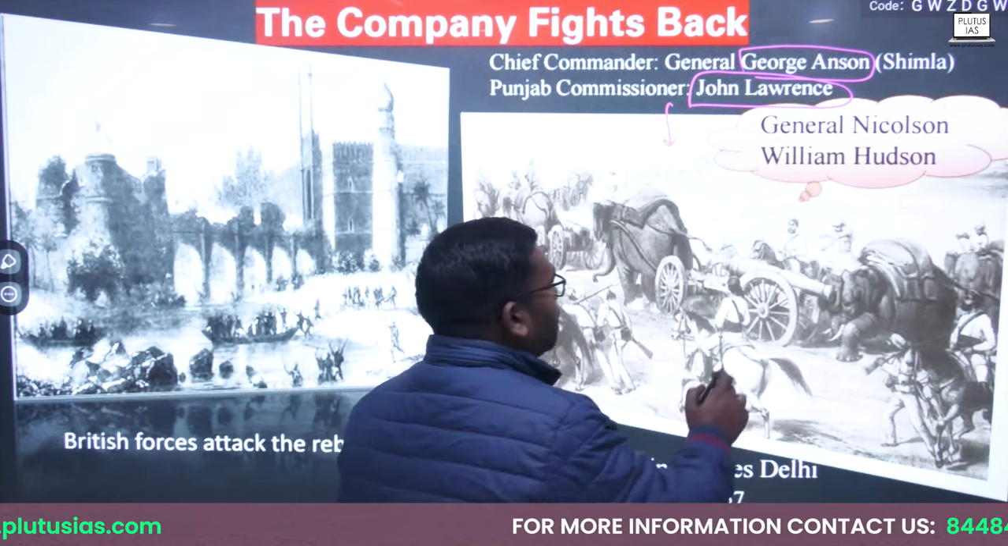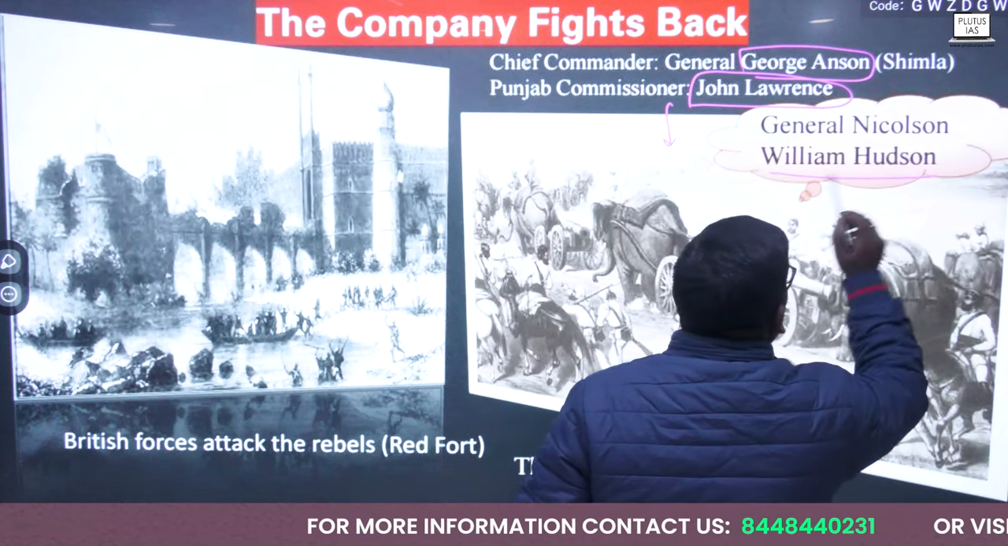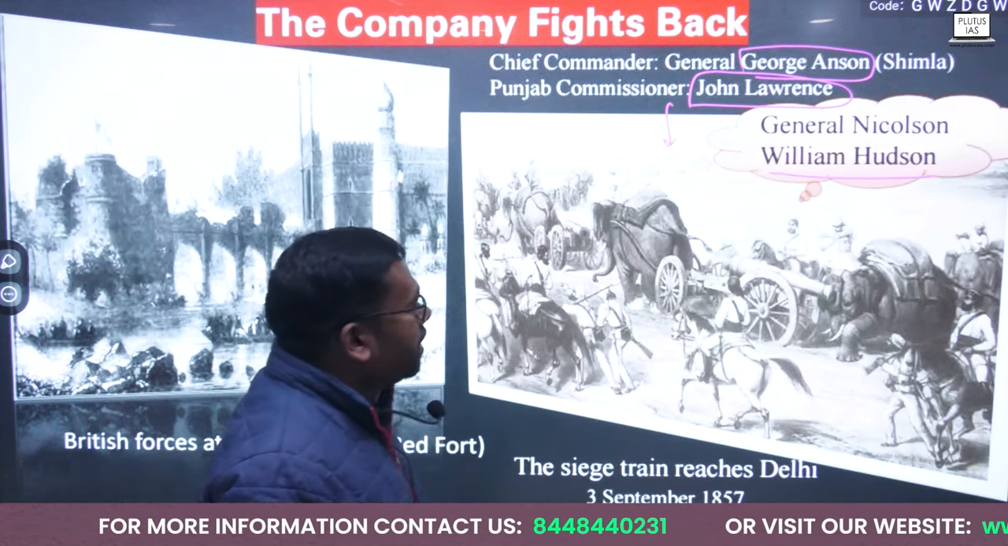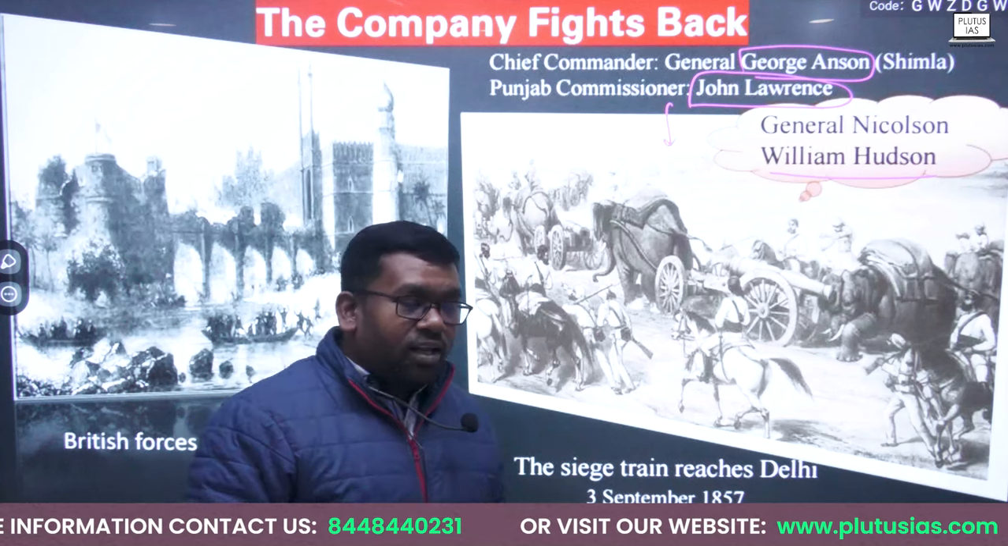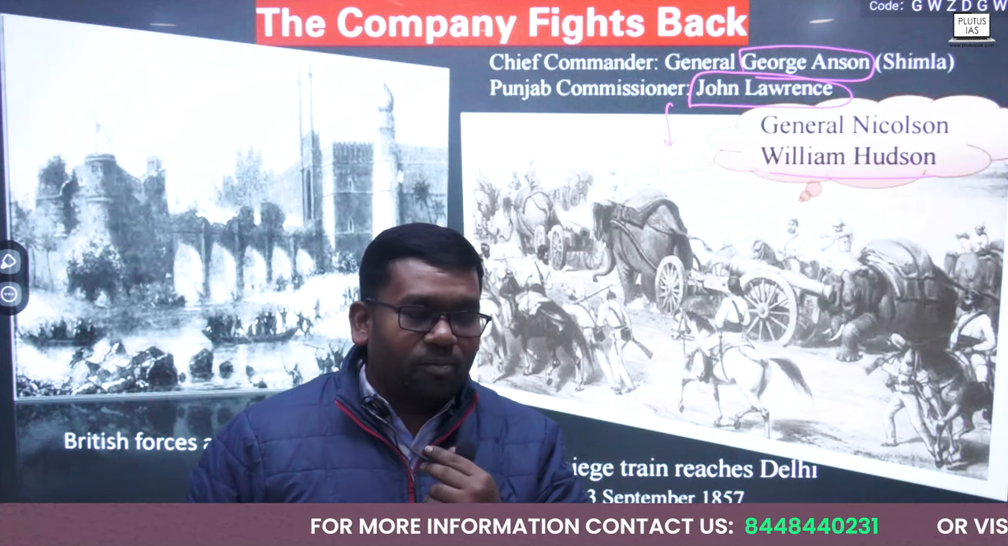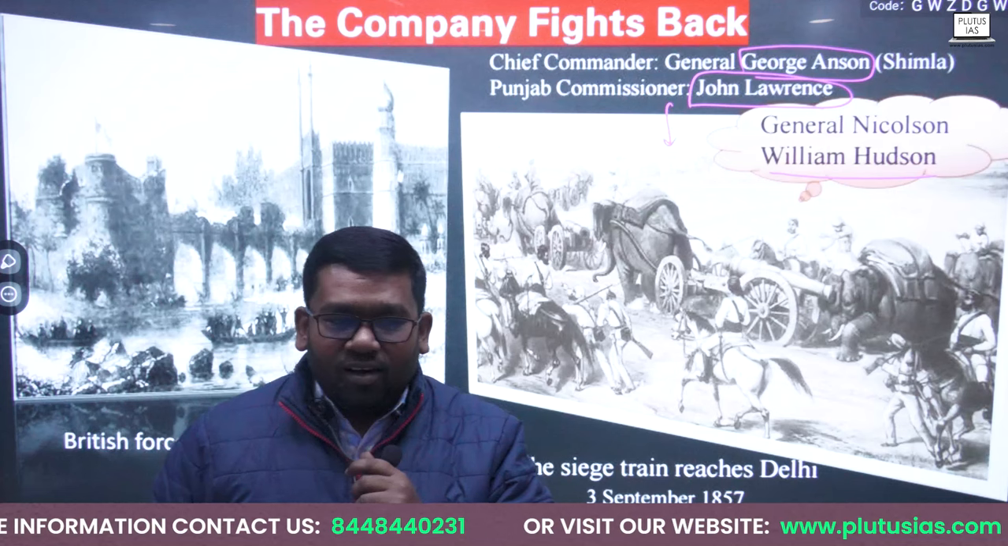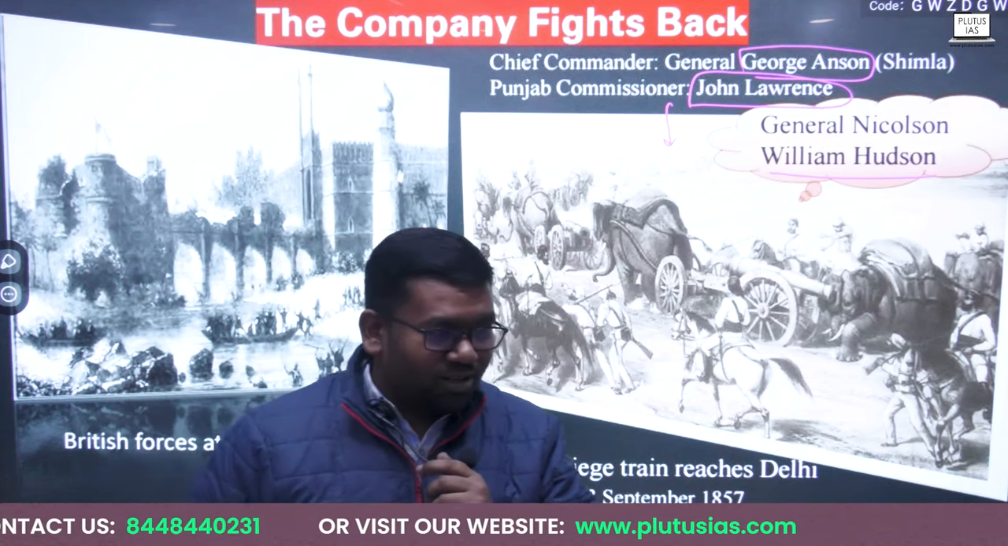There are two generals who are very cruel. Kya naam tha? General Nicholson and William Hudson. Nicholson ke baare mein ek historian likhte hain. Ek historian ka naam hai William Dalrymple. He has written a book on 1857. Aur unki book ka naam hai The Last Mughal. Aur usme chapter hai Sabko Maar Dalo. Chapter ka naam hi hai Sabko Maar Dalo.